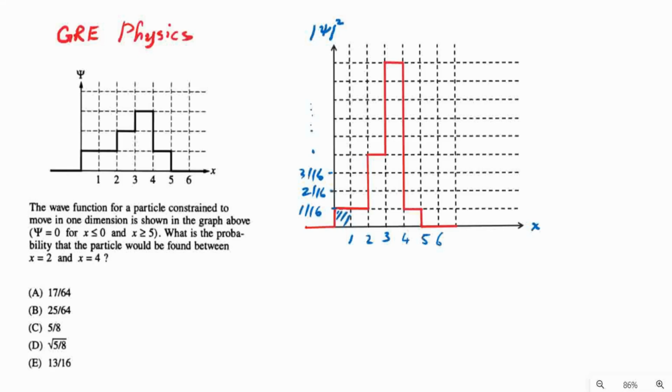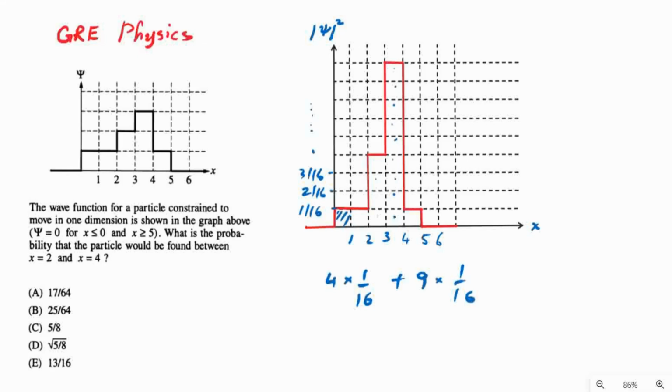Now you are almost there. Just count the number of squares between the points x is equal to 2 and x is equal to 4 under the function psi squared, and that will give you the area, or the probability, of finding the particle between the points x is equal to 2 and x is equal to 4. So how many are these squares? 1, 2, 3, 4. So 4 times 1 by 16. Each square has an area of 1 by 16. Plus, how much are these? 1, 2, 3, 4, 5, 6, 7, 8, 9. These are 9. So 9 times 1 by 16.